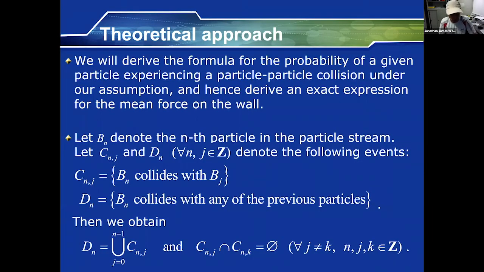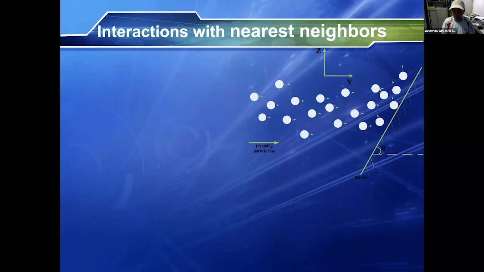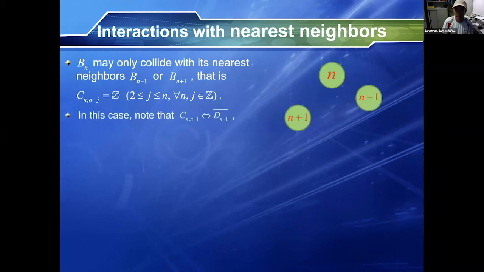I'm not going to go through this in a whole bunch of detail because it's a big probability thing. I think it's maybe too late to concentrate on these kind of things. But basically, we set up a bunch of events, like the nth particle collides with the jth particle, and so on. We set up a bunch of probabilistic events. The very simplest thing you can do is assume that each particle may only collide with the particle that came in just before it and the particle that came in after it, its two nearest neighbors. In this case, it simplifies the probability a little bit.